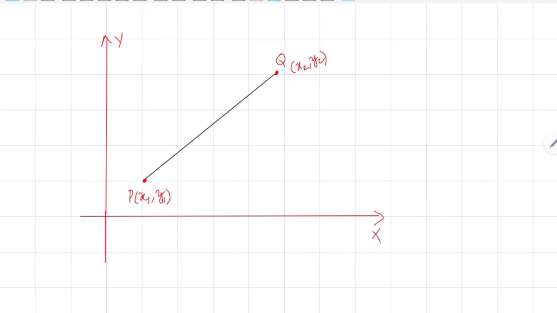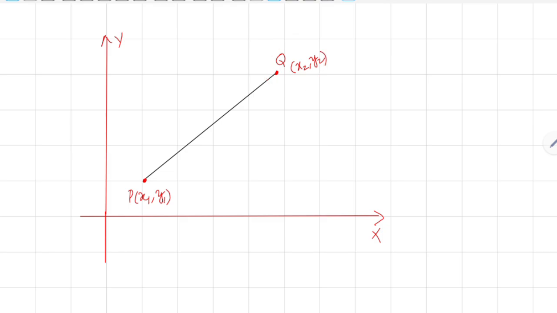We are given two different points P and Q, and our duty is to find the distance between these two points, which are in the xy plane. So the coordinates of point P are x1 comma y1, and the coordinates of point Q are x2 comma y2.